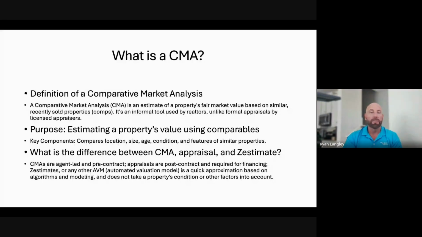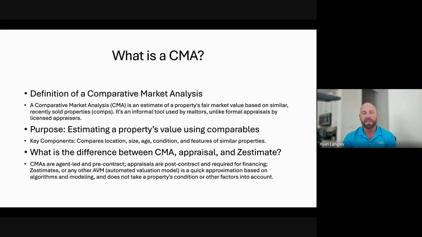Okay, so let's move on with this. Definition of a CMA. A CMA is an estimate of a property's fair market value based on similar recently sold properties. As you guys know, it's an informal tool used by realtors, unlike formal appraisals by licensed appraisers. The purpose: estimating a property's value using comparables. Key components: compares location, size, age, condition, and features of similar properties.